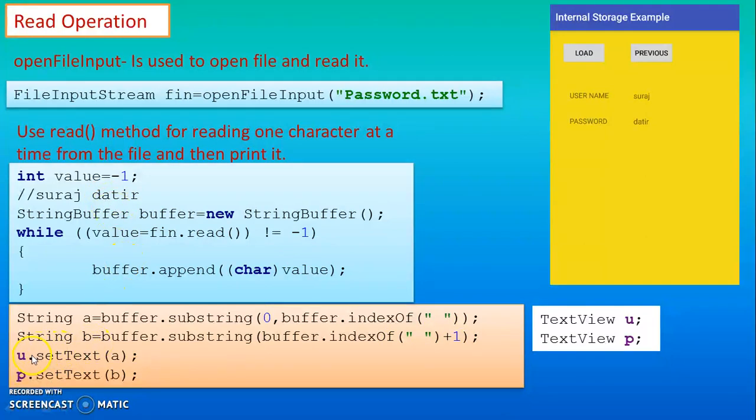So in this way the next statement is u dot setText, p dot setText a and b. Here u and p are nothing but the objects of the TextView component, because we are storing data in the TextView. Then finally whenever you click on the load button, whatever data is there in the file in the form of user ID and password will be shown to you. Here if you click on previous, you will go to the first page of your app. That coding we will see in the next tutorial when we do the programming.